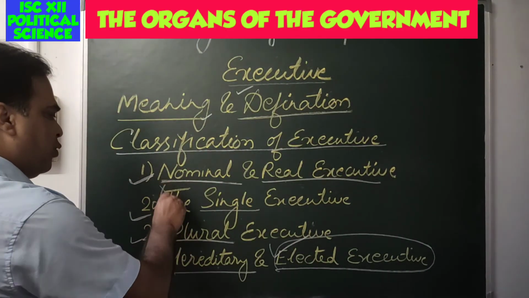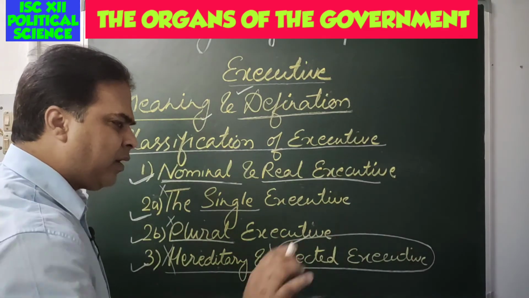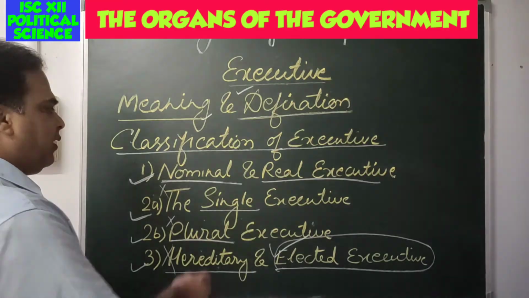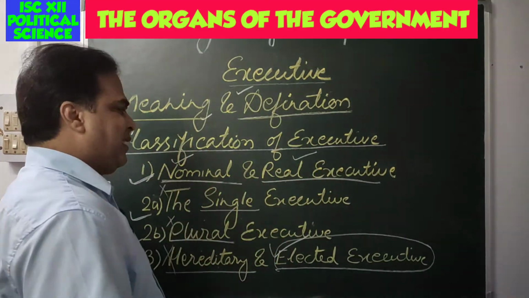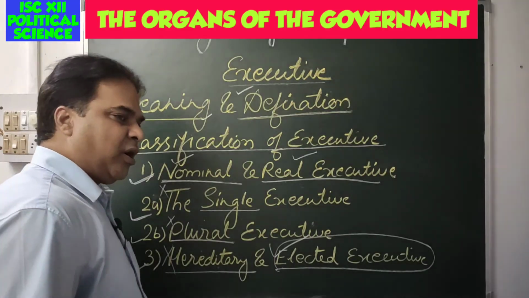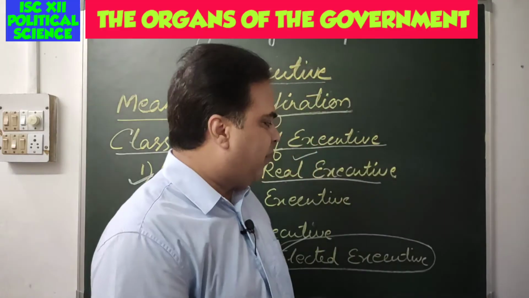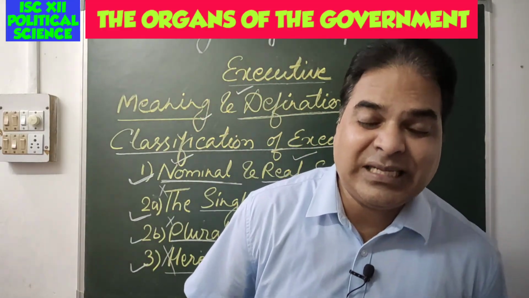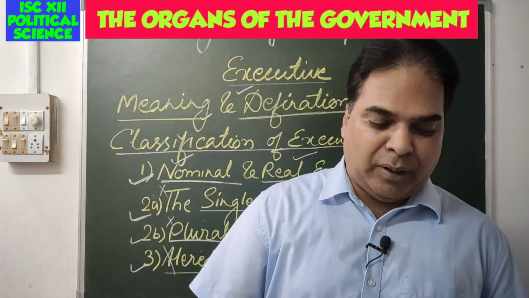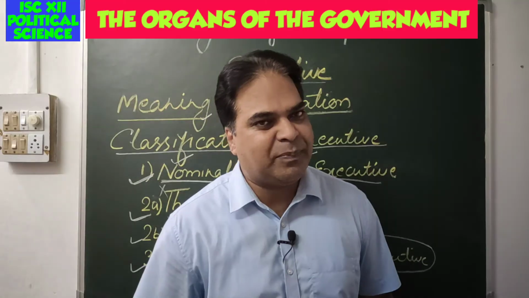This is also not there. Plural executive, to some extent, exists in some parts of the world, but the nominal executive and real executive are there even today in our country. The president is the nominal head of our country, and the real executives are those who possess real powers because they are elected directly by the people of the country. So I hope you all have understood this part.